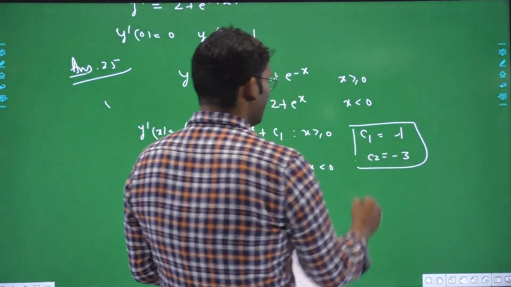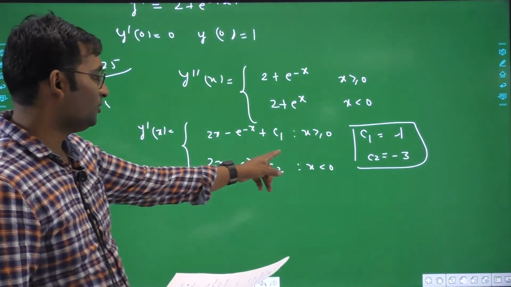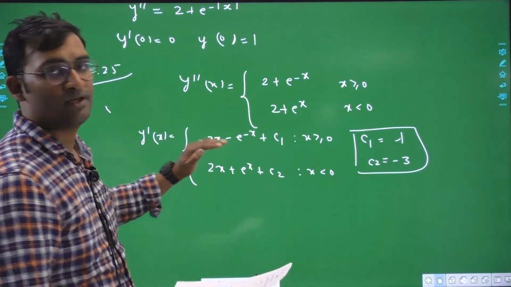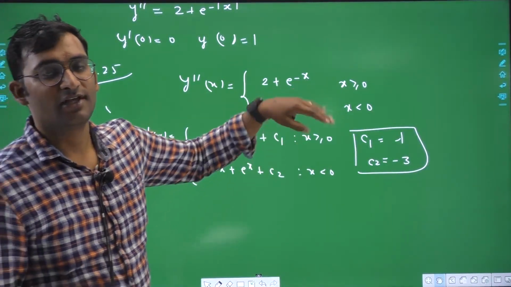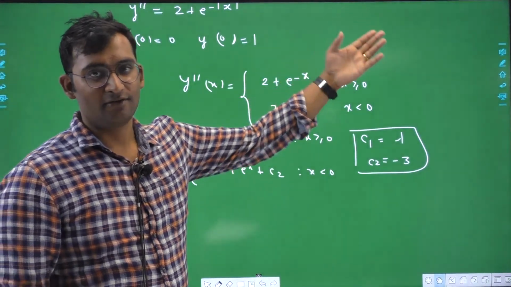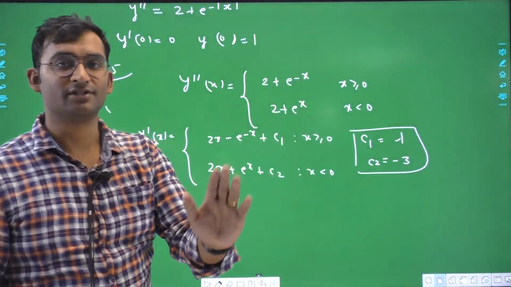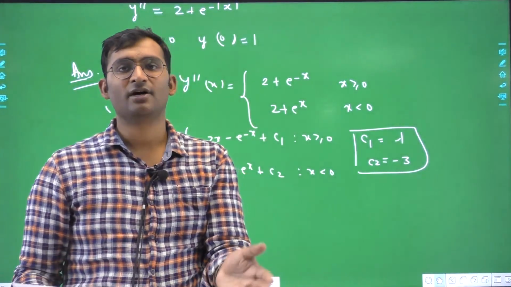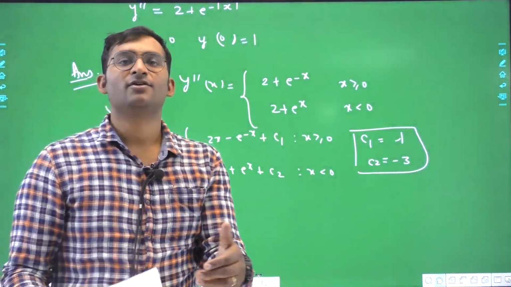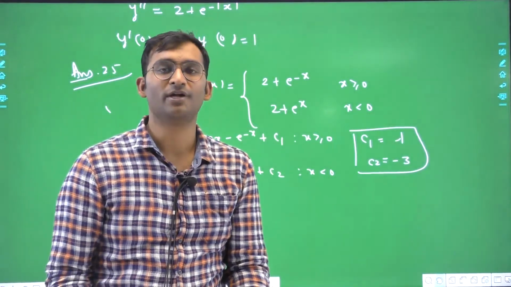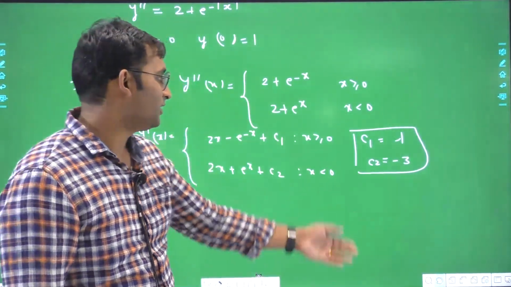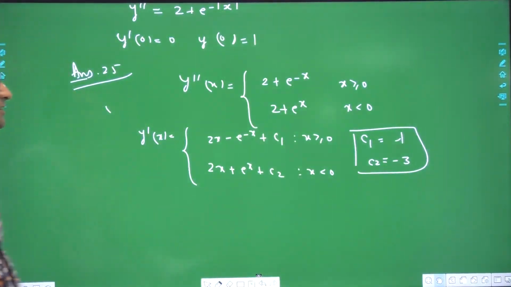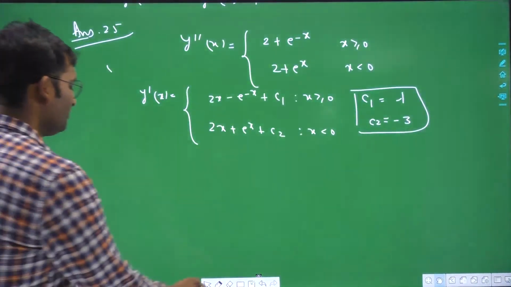देखिए करना क्या है, आप y dash 0 को equal to 0 place कीजिए, and since left hand and right hand derivatives must be equal, only then your function's derivative will be defined. The second order derivative will be defined only when your first derivative is differentiable, that is, first derivative का left hand and right hand derivative at any point on the domain must be equal. So therefore y dash 0 plus should be equal to y dash 0 minus. So what you will get, c2 equals to minus 3. So this is something that you can easily find.